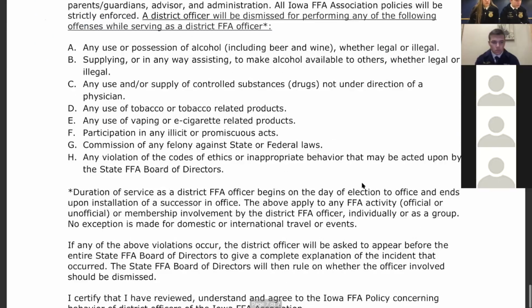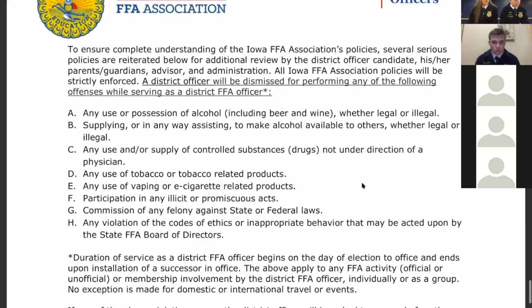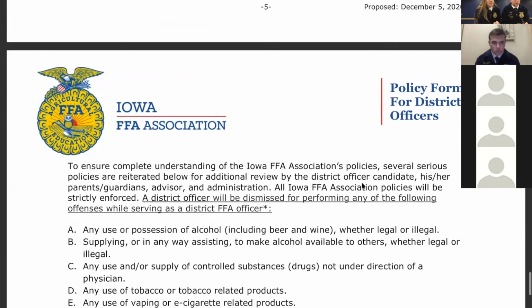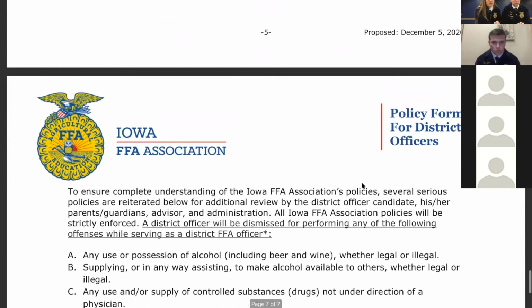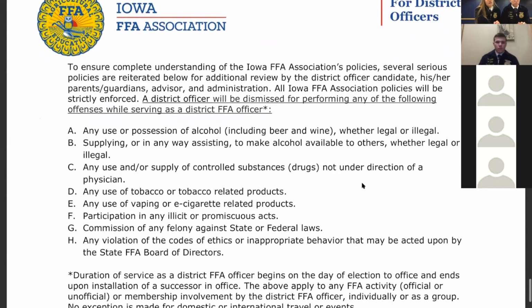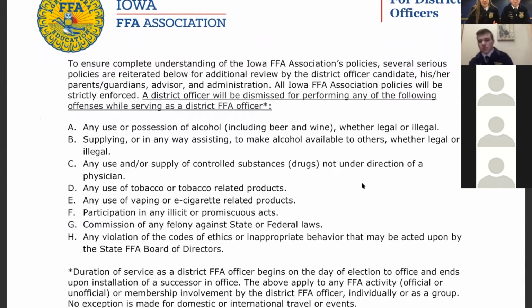That was not the last page. When they're signing on the top page here, make sure they read through it, because this is the policy form. They're signing off that if something happens, these are the consequences. Make sure your parents, your advisor, and your administration have seen the application and know the policy form, so everyone's on the same page.